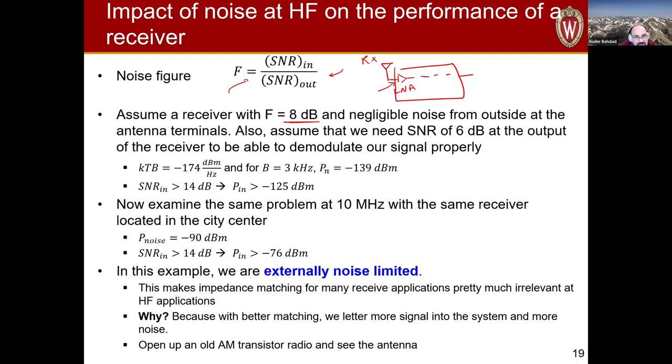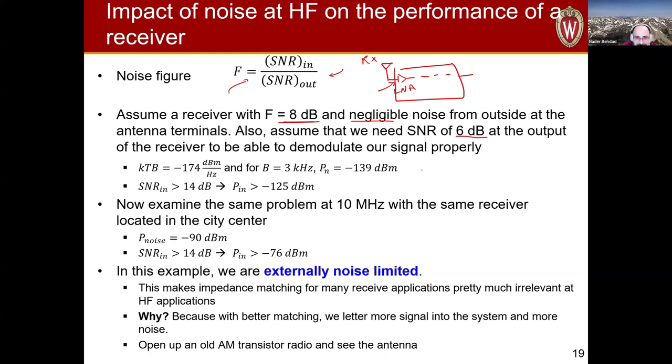Let's say, for example, I have a receiver with a noise figure of 8 dB, and I'm working at a frequency where there's really negligible noise from outside of my antenna terminal. And let's also say that I need a signal to noise ratio of about 6 dB at the output of my receiver to be able to demodulate the signal properly. Say I have a QPSK modulated signal and I need 6 dB signal to noise ratio. I'm just throwing things out here. If the signal to noise ratio for QPSK is lower or higher than that, please don't fault me on this.